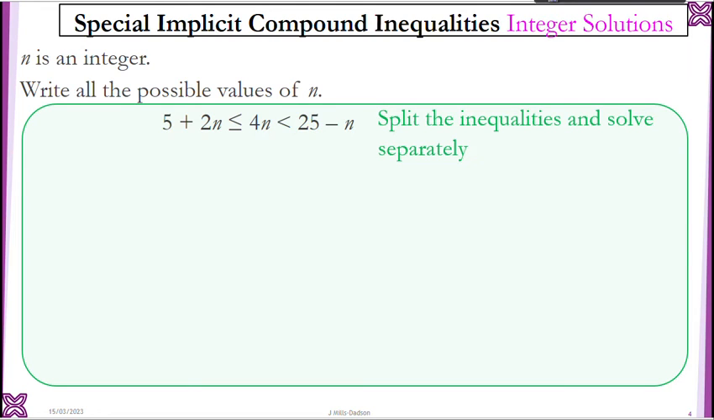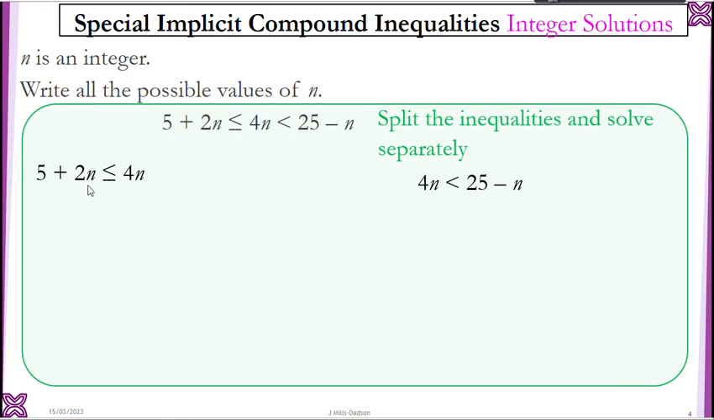So when you split, we're going to split from 4n is less than 25 minus n. That's one inequality. Then 5 plus 2n is less than or equal to 4n. That's another inequality. So you split them. That's what you're going to have. From this end to the right, that's what we have. And from this end to the left, that's what we have. Then we solve them separately as normal inequalities.